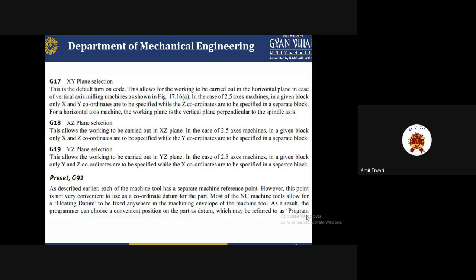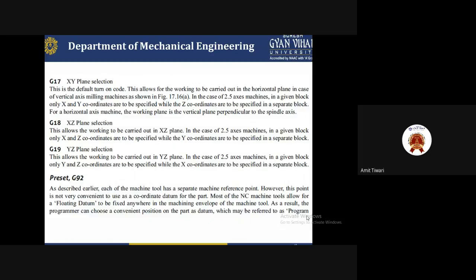Okay, for the horizontal axis machine, the working plane is the vertical plane, perpendicular to the axis to be used. And G18 means the XZ plane selection. It allows the working tool to move in the XZ plane, and in the case of a 2.5 axis machine, in a given block, only the X and Z coordinates are specified, while the Y coordinate is to be specified in a separate block.